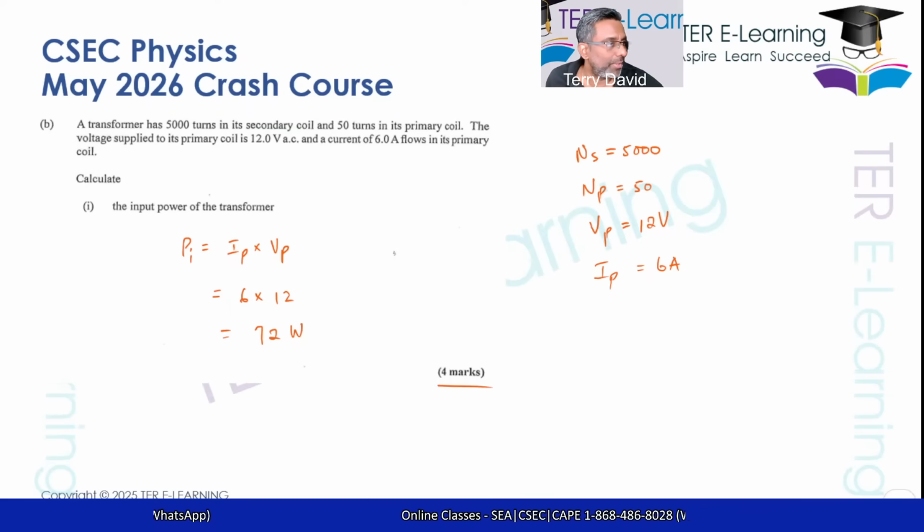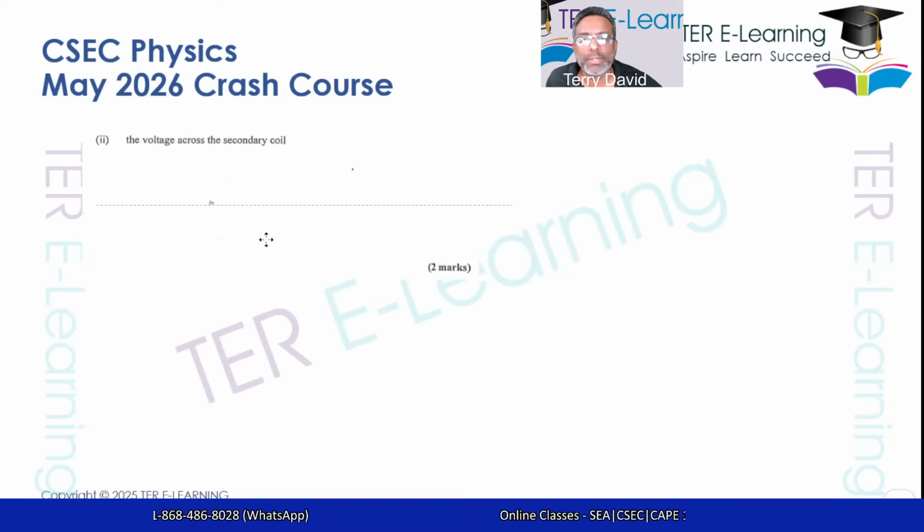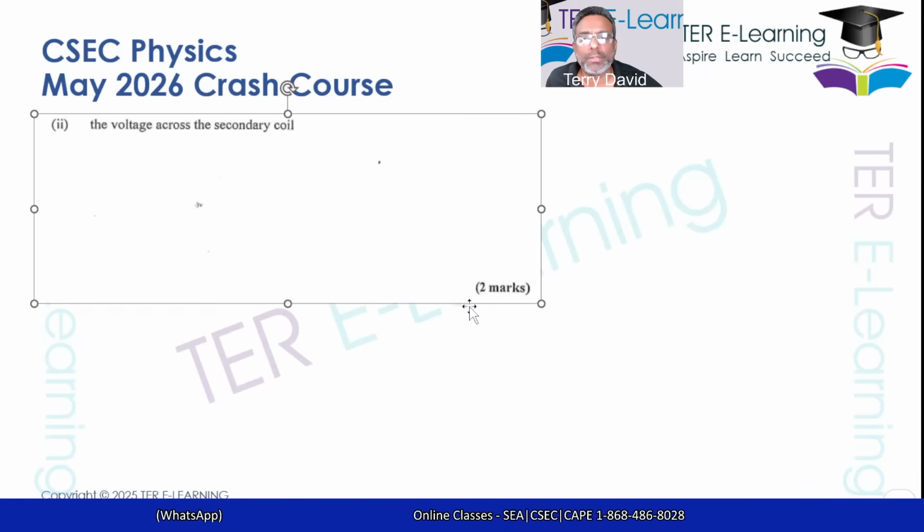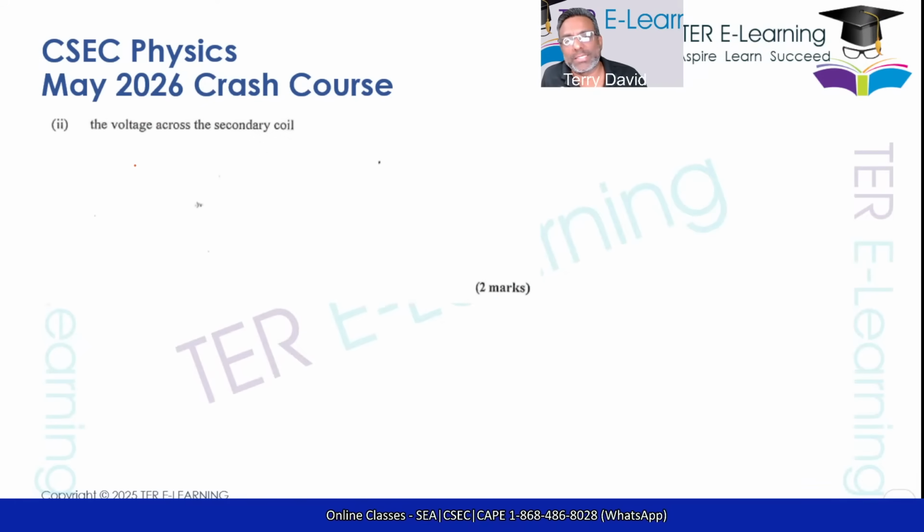Right? What else do we have here? The voltage across the secondary coil. So we want to calculate VS. We can use the turns ratio to work this out.